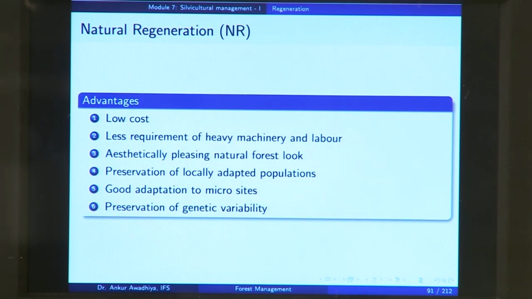Why a preservation of genetic variability? Because in the case of artificial regeneration, you are collecting seeds from a few trees, so it is not possible to collect from a very large number of trees. In that case, the genetic constitution of the trees that you collected the seeds from is maintained in the next generation, whereas the other genetic variability that was there in the site gets lost. Whereas, in the case of natural regeneration, because you do not have to do anything, you just have to leave a few trees. So, typically a larger number of trees are left, and so the genetic variability that is present in the site is preserved.